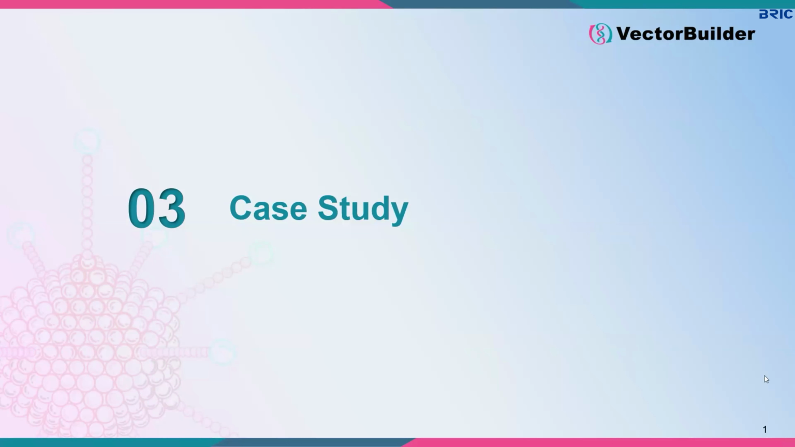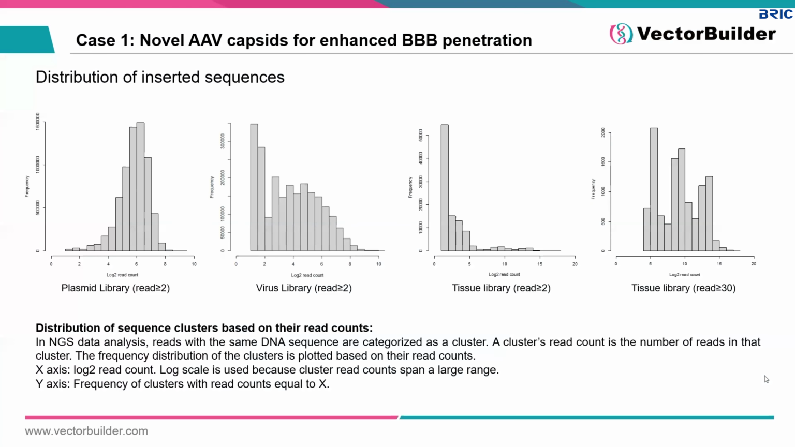So let's look at a case study to see how VectorBuilder's AAV capsid evolution platform can help you generate better blood-brain barrier crossing novel capsids. In this study, we aim to find novel capsids that have enhanced BBB, or blood-brain barrier, penetration properties. And we utilize the random peptide display method to generate the AAV capsid library.